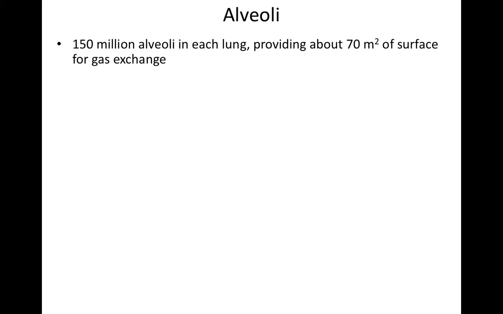Now, if we picture our tree, the alveoli are the leaves. So we have about 150 million per lung. So that's about 300 million leaves on our tree. We have about 70 meters squared of surface area for gas exchange, which is the equivalent of a few parking spaces sat next to each other. So that's pretty significant if you think about it in that very small space that are your lungs.